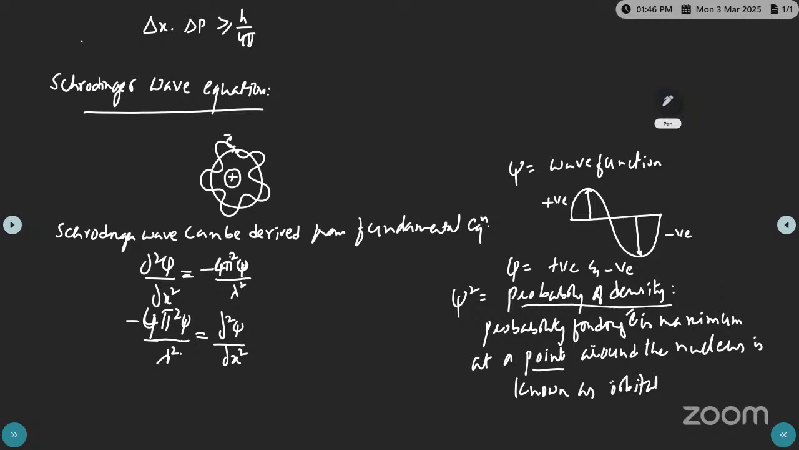Sometimes, if the psi square value is 0, that means at that point the probability of finding the electron is 0. That indicates a nodal plane. The point where the probability of finding the electron is 0 is known as a node or nodal plane.